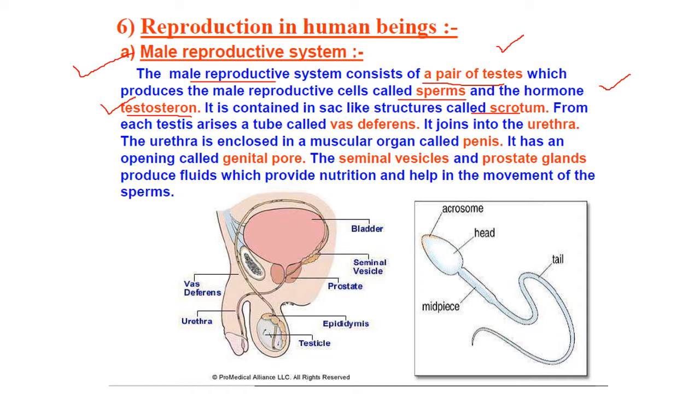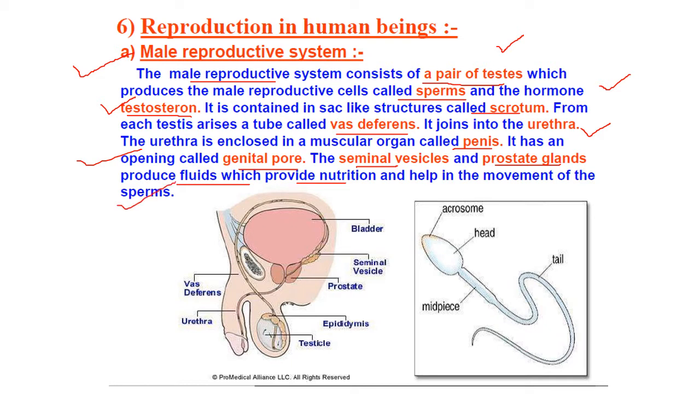From each testis arises a tube called the vas deferens, and it joins into the urethra. The urethra is enclosed in a muscular organ called the penis, and it has an opening called the genital pore. The seminal vesicle and prostate glands produce fluids which provide nutrition and help in the movement of the sperms.